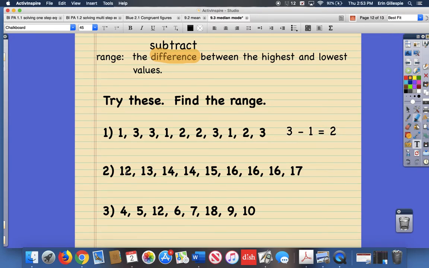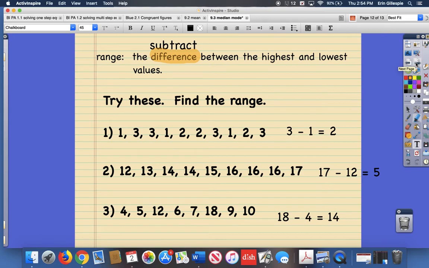Take a look at number 2. 12, 13, 14, 15, 16, 17. This one I put in order for you, okay? So then I know my range is going to be 17, my highest number, minus 12, my lowest number. So 17 minus 12 means my range here is 5. And then in this last example, not in order, I'll give you guys a second to see if you can figure out what numbers you should subtract. And hopefully you decided that it was going to be 18 minus 4. So our range here is 14, okay? Those are your 4. So range is that difference, that spread apart, how far apart the data is, okay?